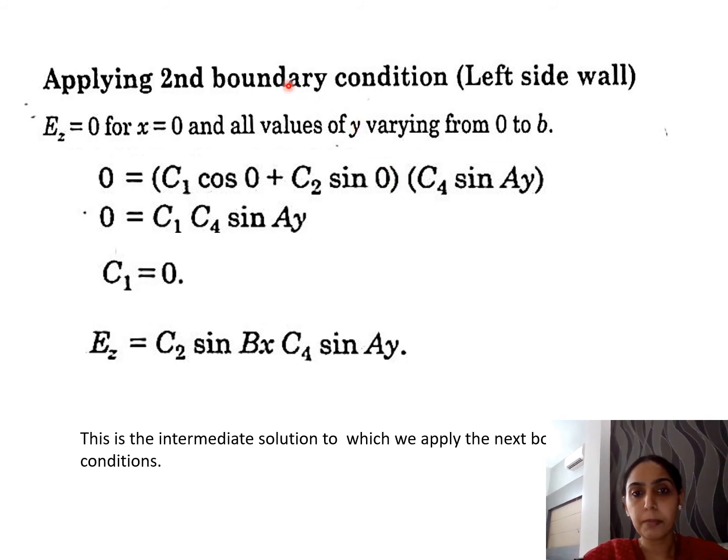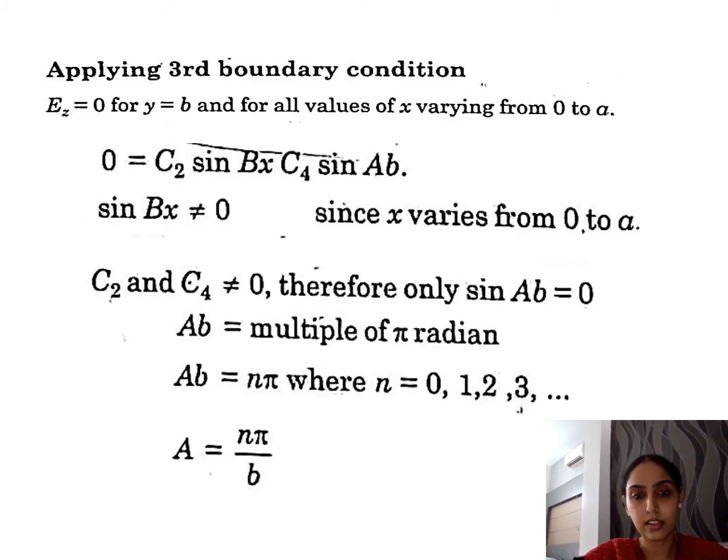Now next again we apply the second boundary condition, that is for the left side wall. For y varying from 0 to b, we apply x is equal to 0. So when we apply this, we get the constant C1 to be equal to 0. So again when we are substituting in Ez is equal to XY, we get the equation as shown here. So this is the intermediate solution for which we apply the next set of boundary conditions.